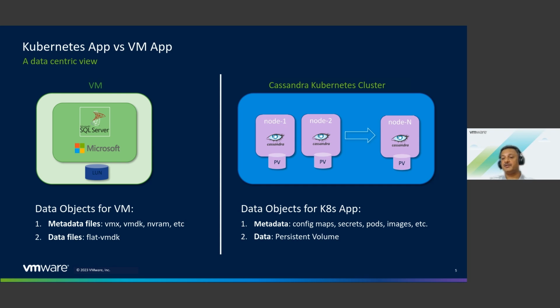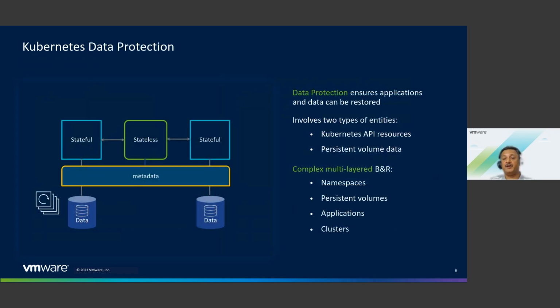And Kubernetes applications are mostly multi-layered because you are building applications through many microservices. So the whole state of the application is distributed much more than in virtual applications. With that, let's try to understand how Kubernetes data protection would evolve.